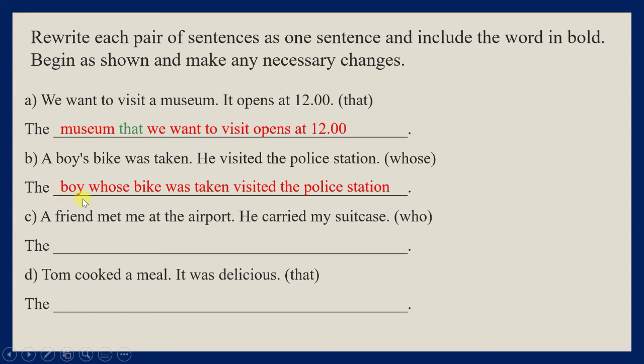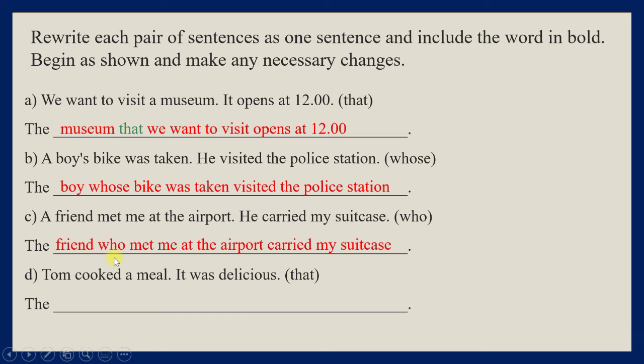C. A friend met me at the airport. He carried my suitcase. Who? The friend who, and remember, there is something in here. We say, a friend met me at the airport. He carried my suitcase. We change a friend to the friend because we are talking about a particular person. That is why we use the definite article the. So the friend who met me at the airport carried my suitcase. This who met me at the airport is your relative clause and it is a defining one.